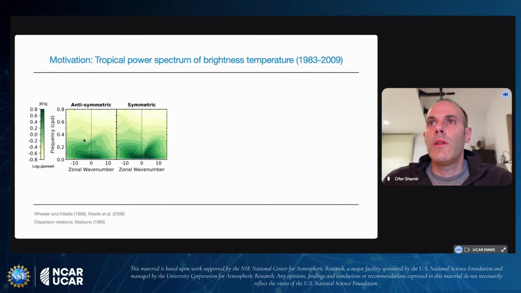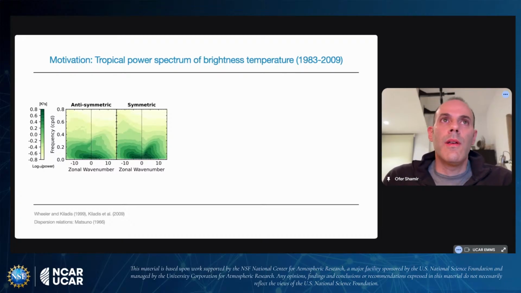The motivation for this work comes from the tropical power spectrum, and this is our rendition of the iconic figure from Wheeler and Kiladis, which shows the tropical power spectrum as a function of the frequency in cycles per day on the ordinate and the wave number on the abscissa, where positive wave numbers correspond to eastward propagating variance and negative wave numbers correspond to westward propagating variability. The power is also divided between symmetric and anti-symmetric components with respect to the equator. And this is, by the way, from brightness temperature observations.